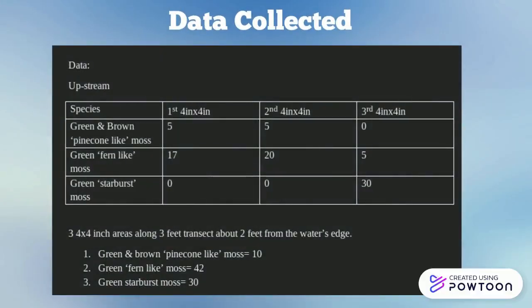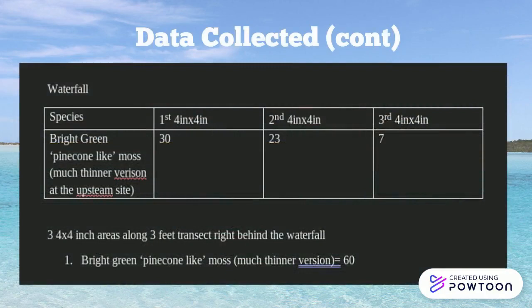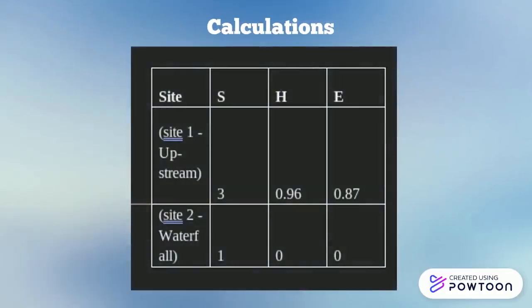For the upstream site, there were a total of 10 samples counted for the green and brown pine cone-like moss, 42 samples for the green fern-like moss, and 30 samples for the green starburst moss. For the waterfall site, a total of 60 samples was counted for the bright green pine cone-like moss species. After completing the appropriate calculations for the data, the upstream site had higher numbers compared to the waterfall site, with a higher number of species, heterogeneity, and evenness.